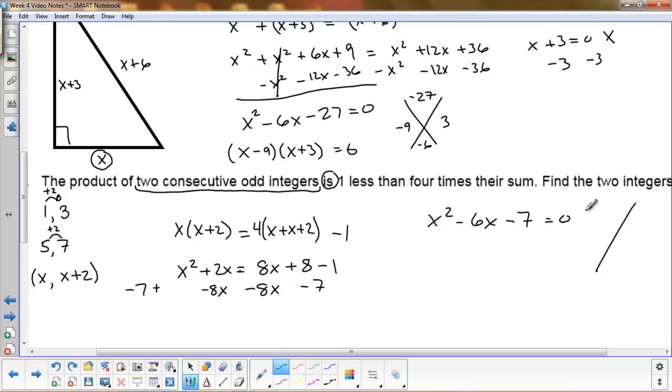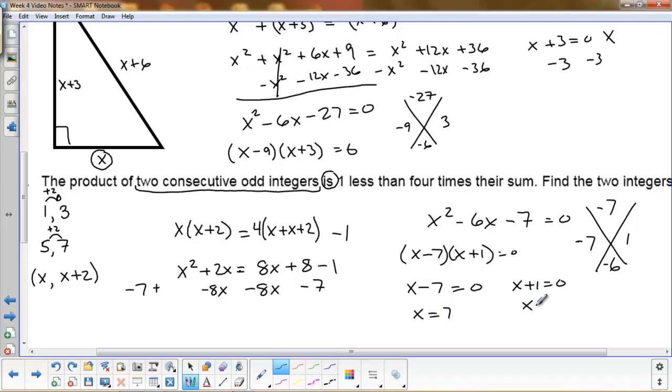Now I'm going to factor that. What 2 numbers multiply together to make negative 7 and add up to negative 6? Well, it's got to be negative 7 and positive 1. So that becomes x minus 7 times x plus 1. All right, set them both equal. X minus 7 equals 0. X plus 1 equals 0. X equals 7. X equals negative 1.